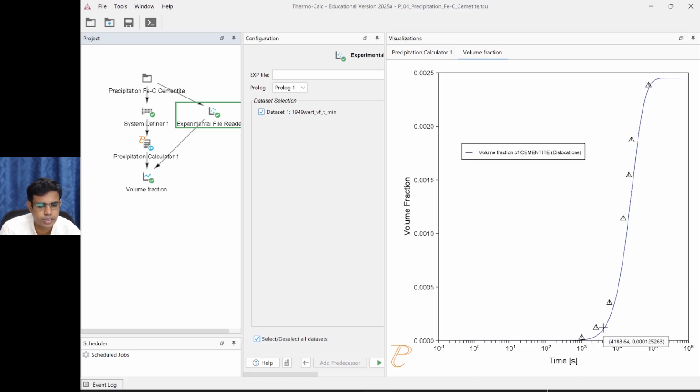So this is isothermal transformation, overall transformation kinetics. You can see what is the incubation period, you can see the time at which the transformation starts and the time at which it ends. So these are very important information for any industry practice.